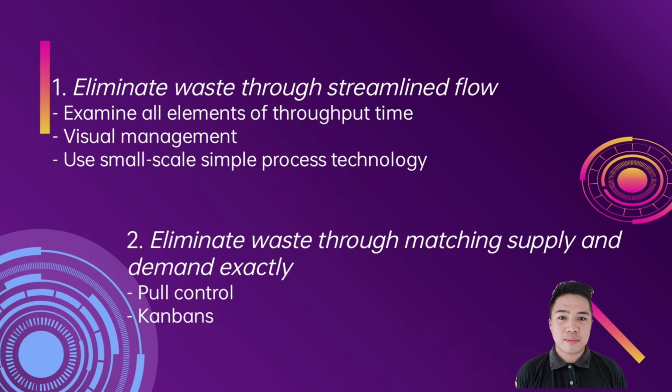Examine all elements of throughput time. Throughput time is often taken as a surrogate measure of waste in a process. The longer that items being processed are held in inventory, moved, checked, or subject to anything else that does not add value, the longer they take to progress through the process. So looking at exactly what happens to items within a process is an excellent method of identifying sources of waste.